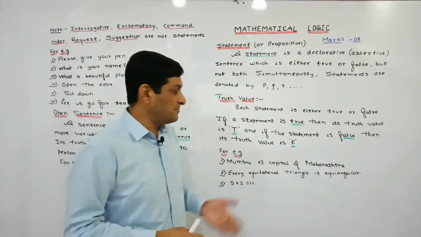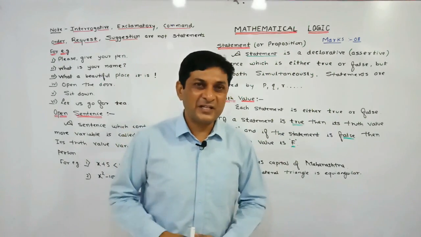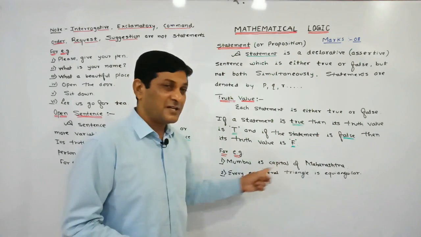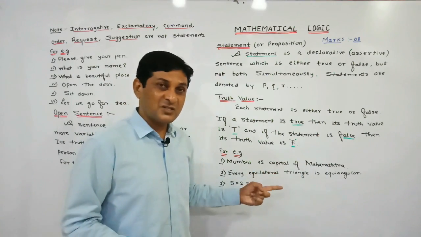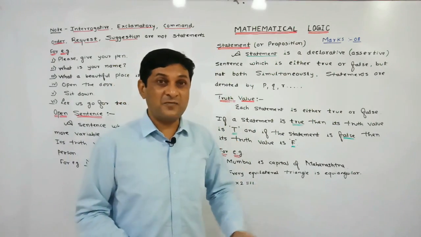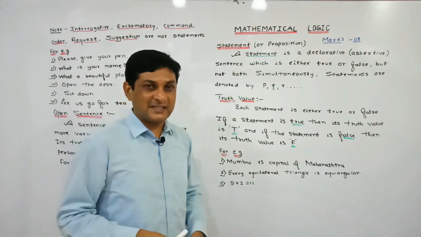Just consider one simple example. Mumbai is capital of Maharashtra. So now you have to identify whether it is true or false. Yes, we know that Mumbai is capital of Maharashtra, so we can say that it is a true sentence. And such sentences are called as what? Statement, in which we are able to identify whether it is true or what? False.